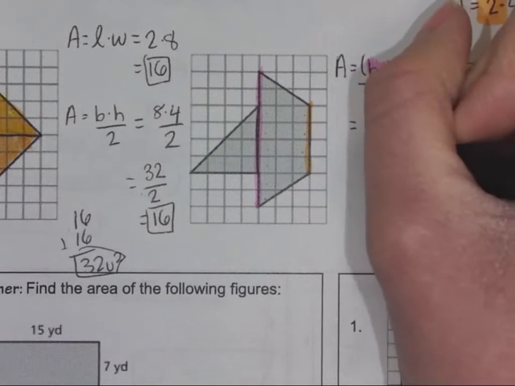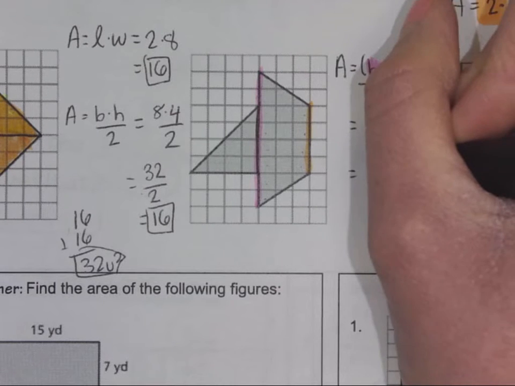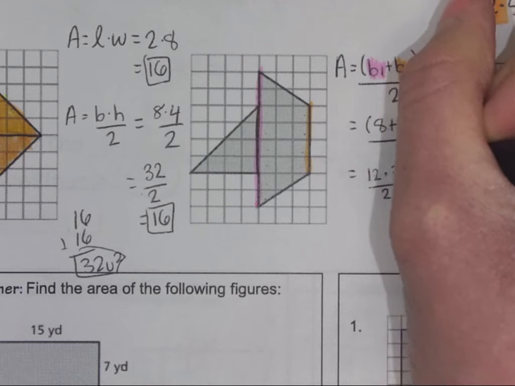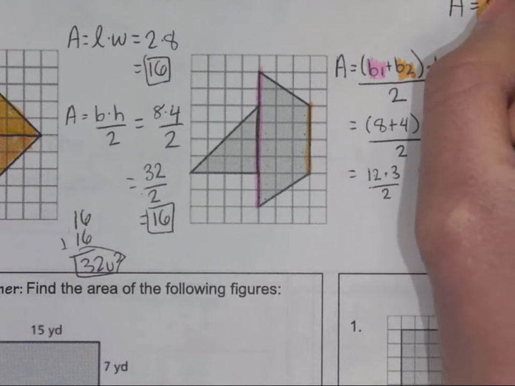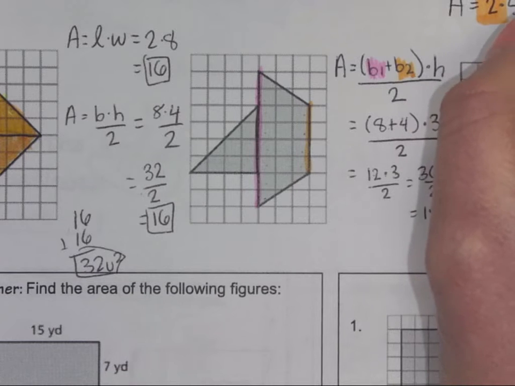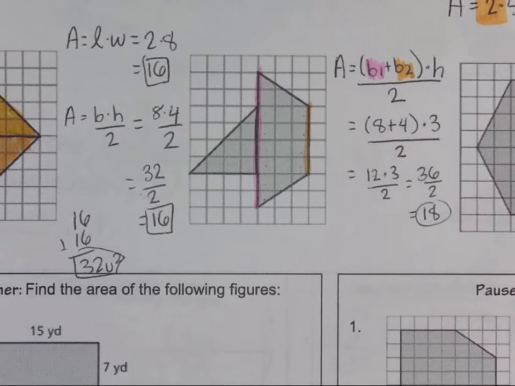Okay, now I follow my order of operations. 8 plus 4 is 12. Times 3 divided by 2. 12 times 3 is 36. Divided by 2, and 36 divided by 2 is 18. So that one's 18 units.